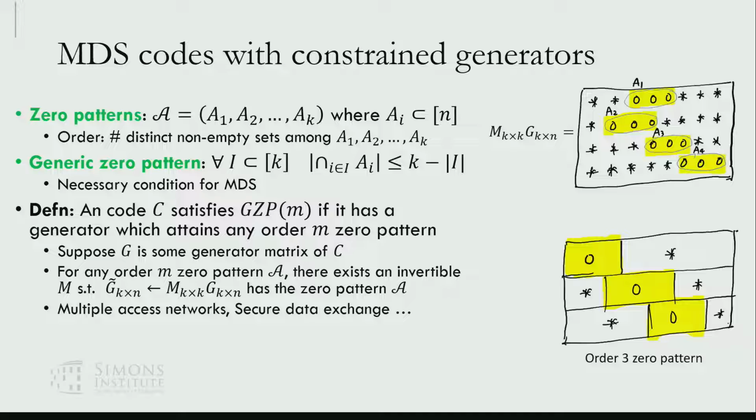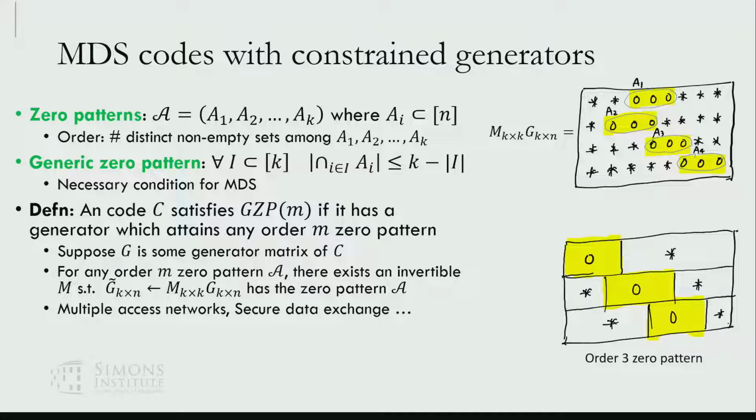Okay, so now this is the notion of optimality that we need. We call a code ZZP or ZZPM in particular if basically you can choose a generator matrix for this code with any zero pattern which has m distinct patterns of zeros. Okay, so this is called the order of the zero pattern. So for example, there are three kinds of zero sets here, so this is an order 3 zero pattern. In general, if for my code I can always choose a generator matrix which achieves any order m zero pattern, then I call it a ZZPM code.